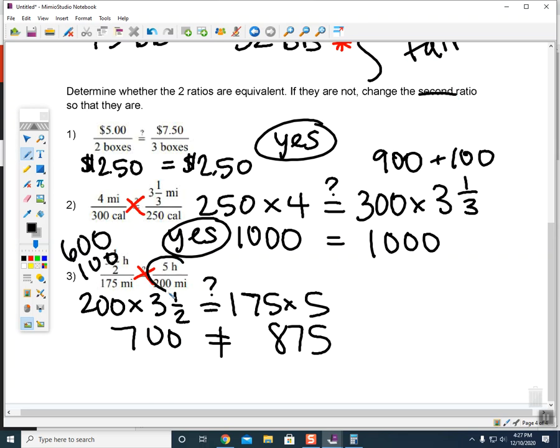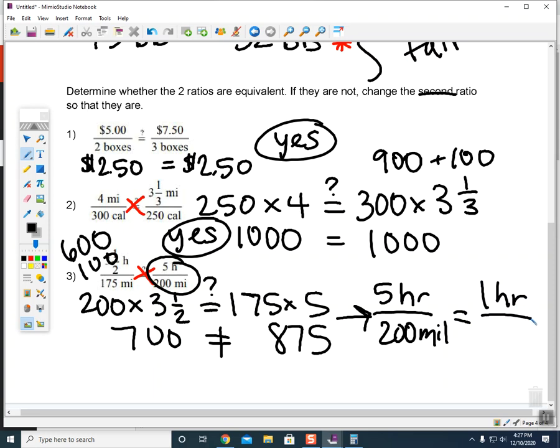So this second one, I have 5 hours in 200 miles. Well, this one's kind of nice because I can simplify this one really easily. 5 hours, 200 miles. You should notice that 5 goes into 200, so I can put 1 hour on top. 5 goes into 200 40 times. So in 1 hour, I've done 40 miles. And these now are equivalent ratios. Okay, now it forms a proportion.